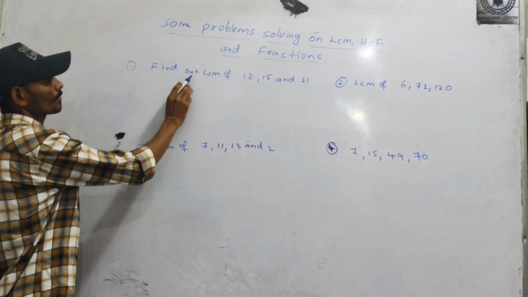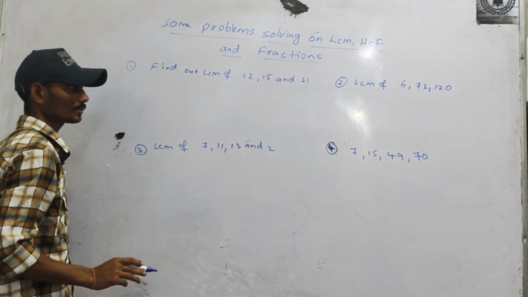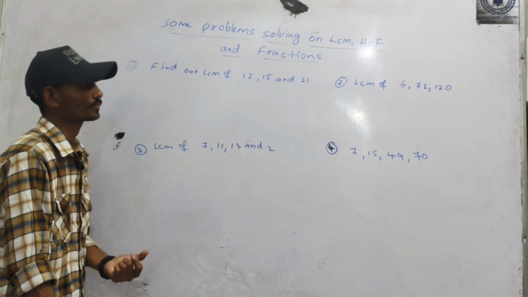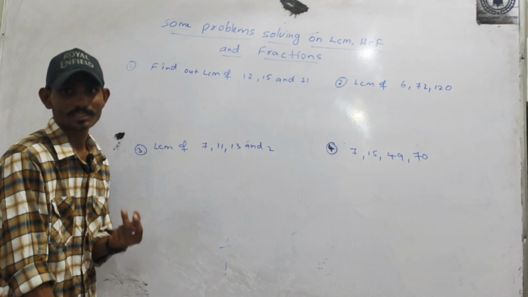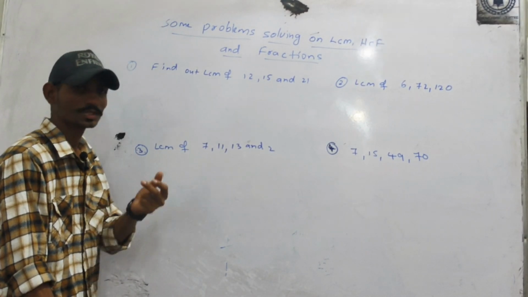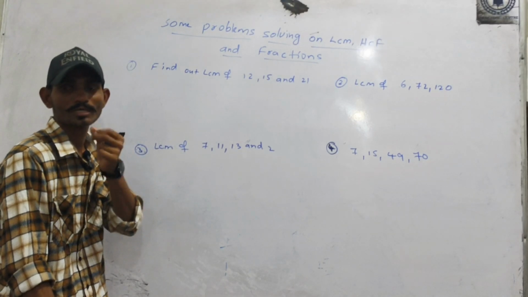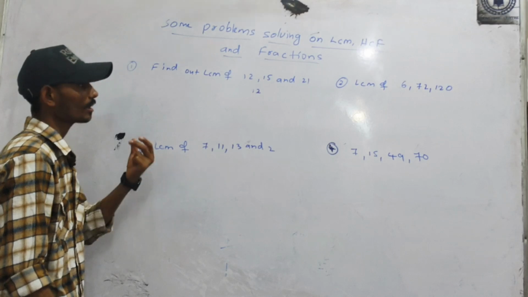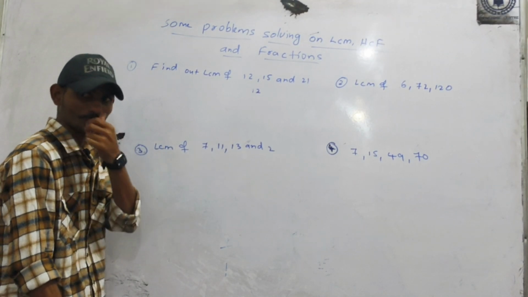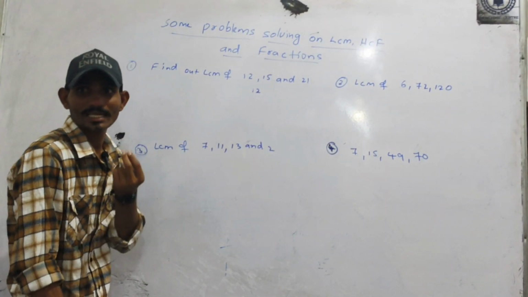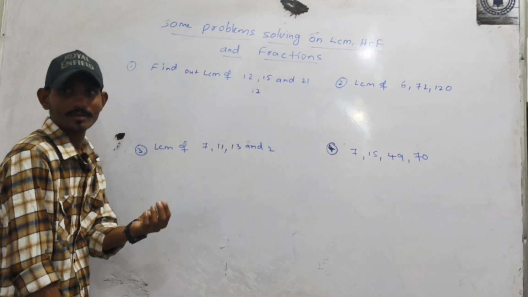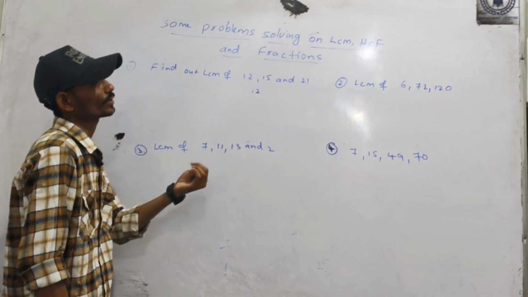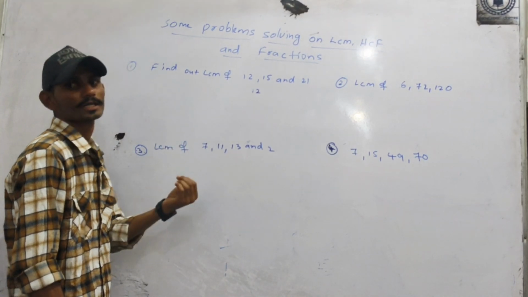Now the first problem is to find the LCM of 12, 15 and 21. In previous classes I explained LCM clearly. So what is LCM? At least two or more numbers are divisible by a single number. The LCM process is that whatever numbers are given, you take all those numbers at a time. But there is a little difference in HCF. In HCF, you find the factors of every number, and after finding the factors you check which is the highest common factor.